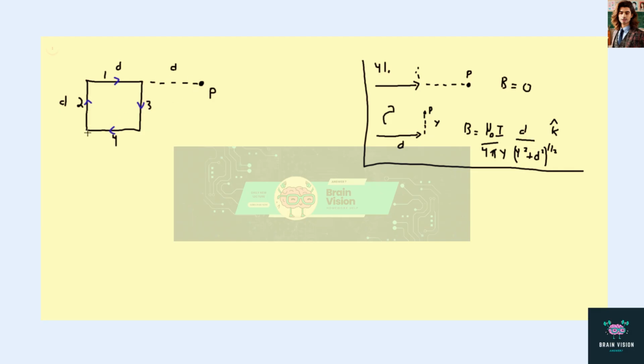The only one that doesn't work is wire 4, because we only have a result for when the wire extends all the way out to be directly below point P. So what we'll do is extend wire 4. Let's pretend wire 4 goes this whole distance and still has the same current going through. Now we'd be able to apply this result.